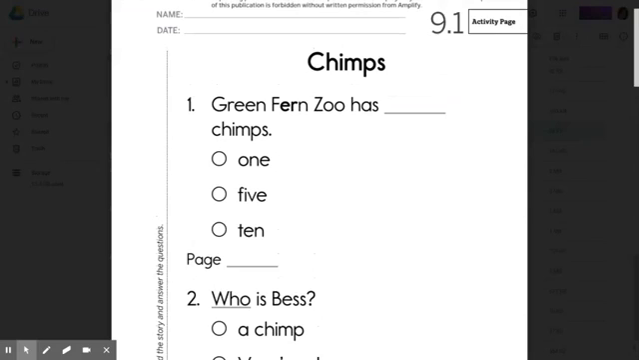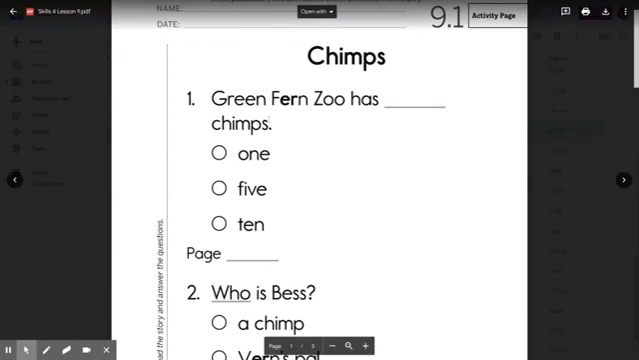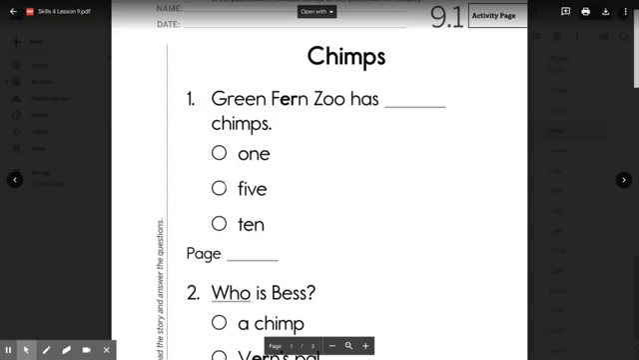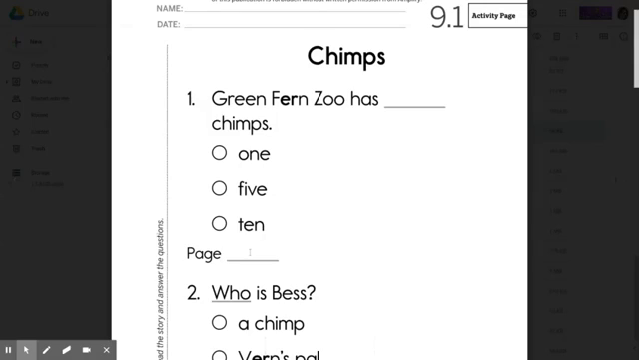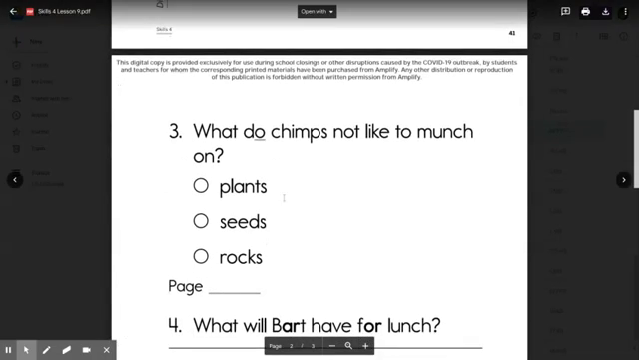And so this first page, you need to read the question and read all of your choices and make sure that you neatly bubble in whatever the answer is. But you need to remember, prove it to me. Where did you find the answer? You need to write that page number down. Okay. And the same thing on number 3.